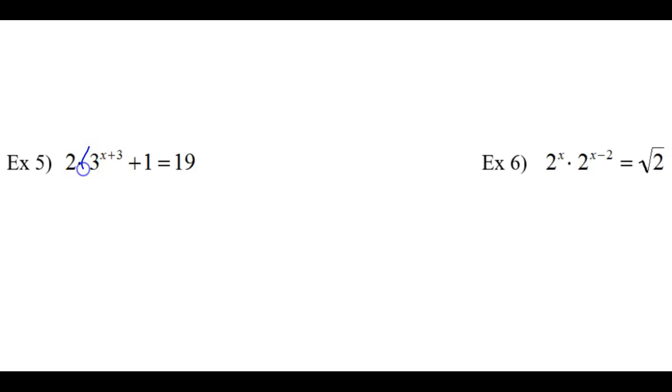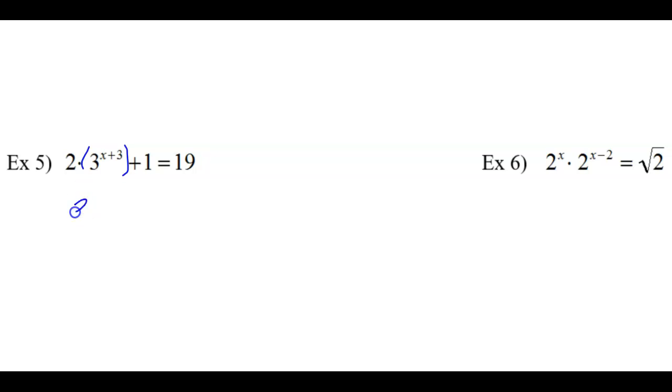So this here is our exponential. 3 to the x plus 3. That is the exponential part of this equation. So just like all of our other solving, we need to get that by itself. Just like if it was an absolute value or a square root, we always want to get the part of the equation that has an x in it by itself.